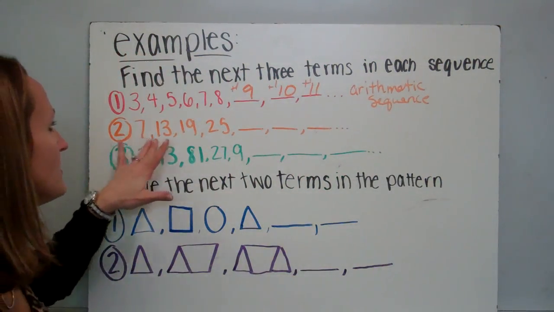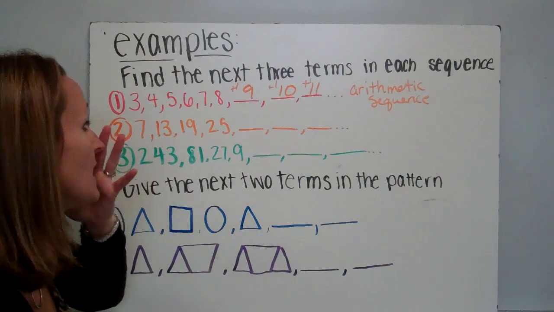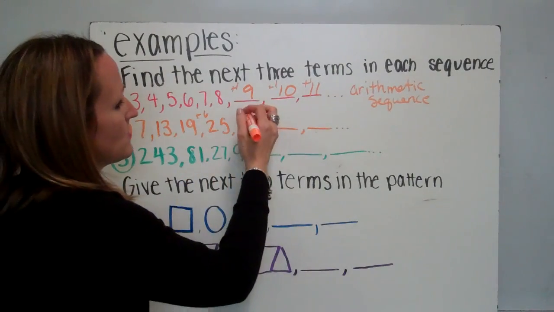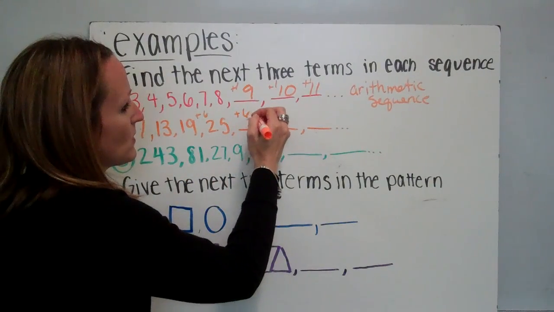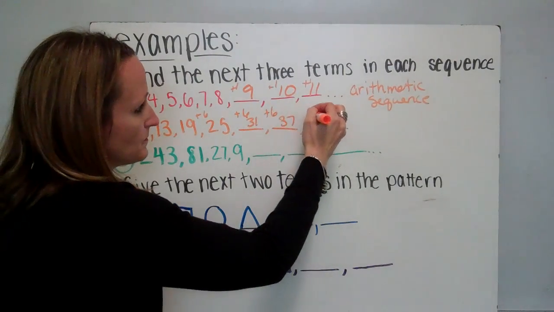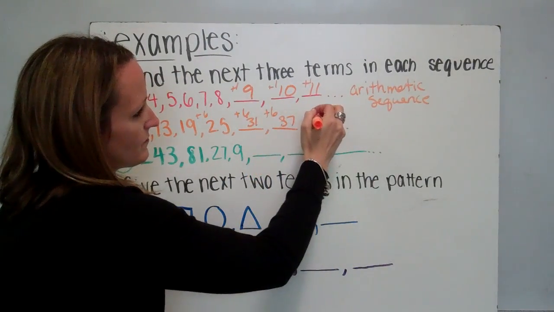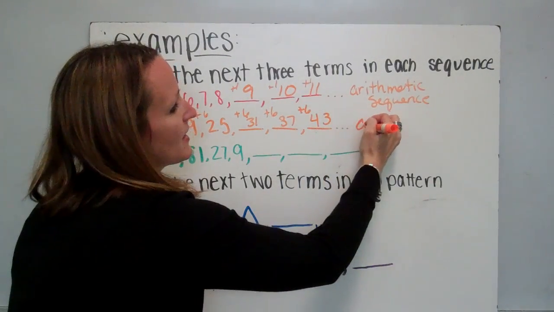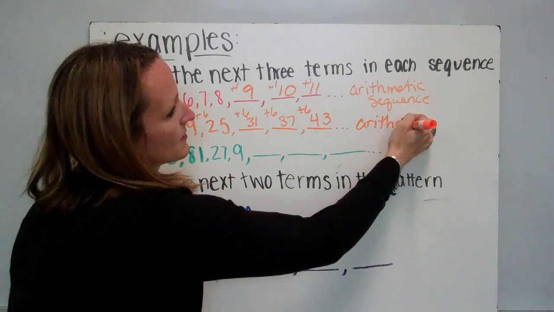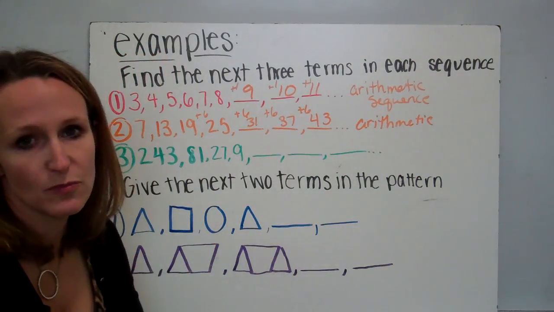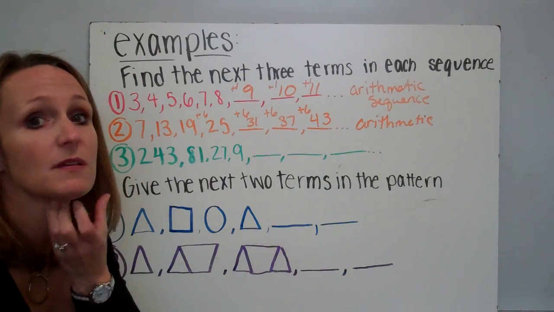What about here? 7 to 13, 13 to 19, 19 to 25. Well, each time we're adding 6. So if we keep going, plus 6, we're going to get 31, 37, and then 43. Okay? This again is another arithmetic sequence. We're just adding 6, and when you add or subtract, what you're dealing with is arithmetic.